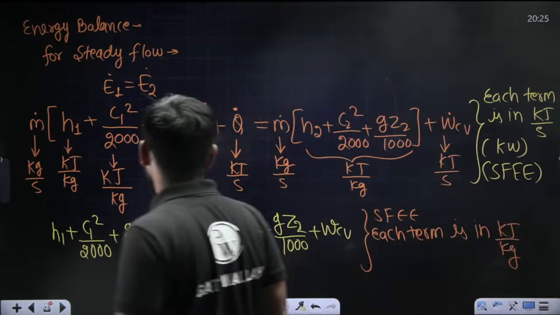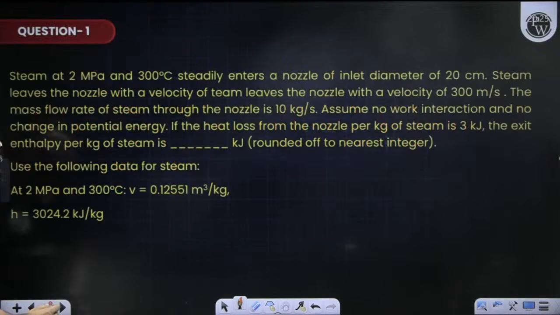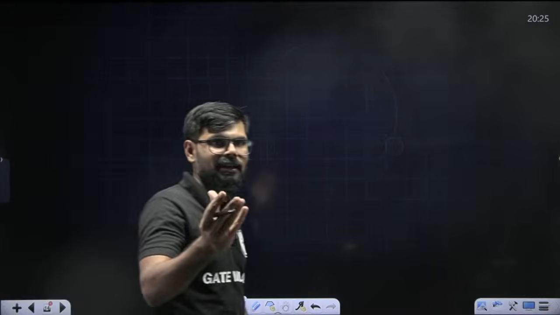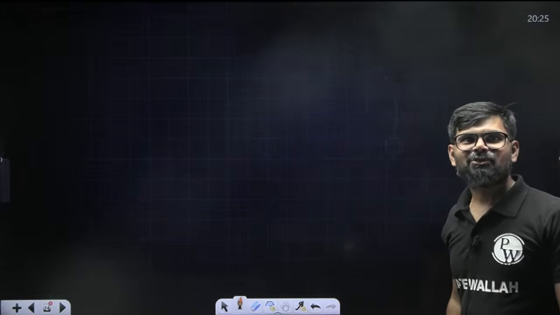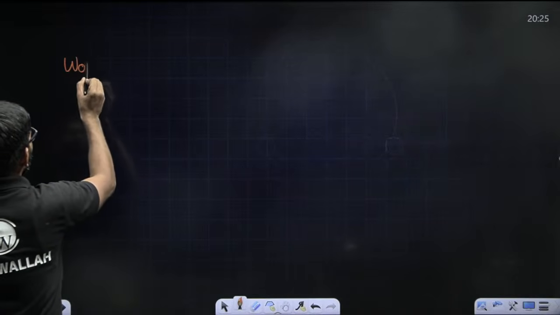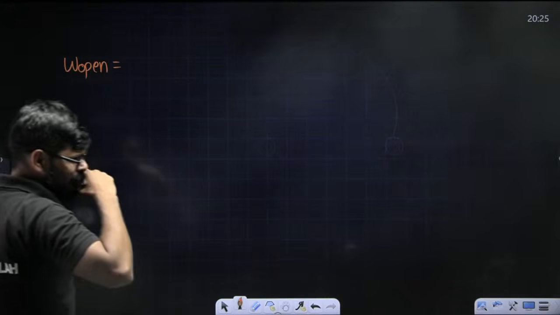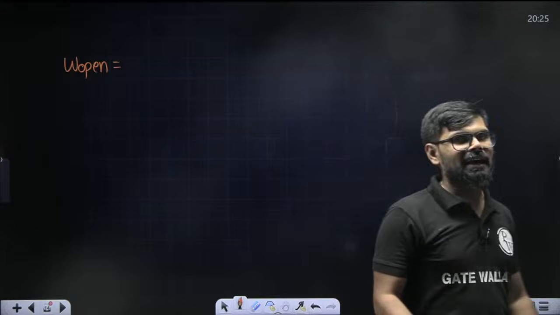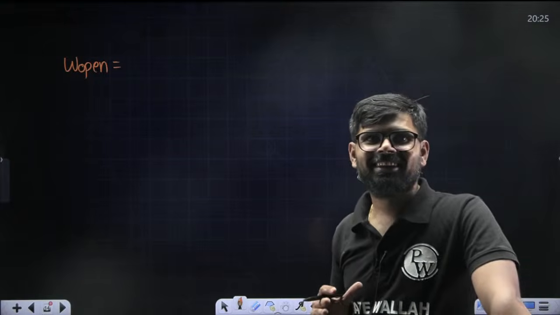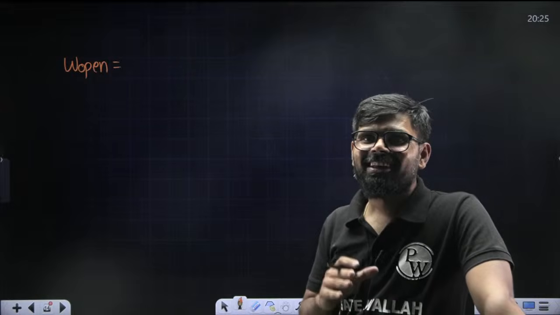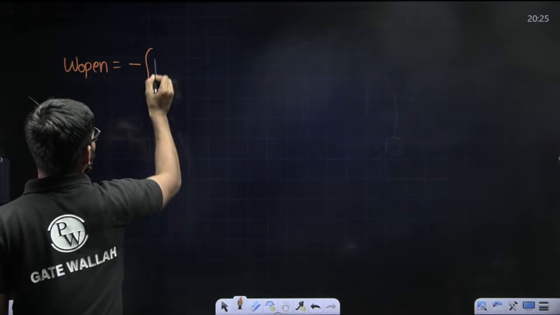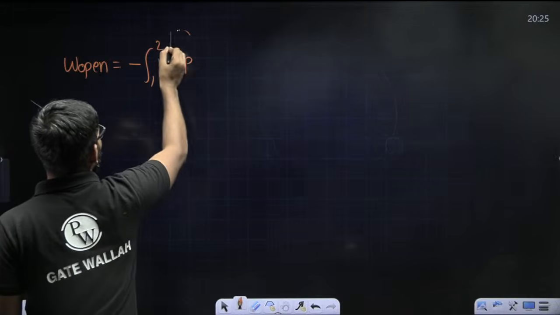Okay, let's talk about another perspective. This is the equation. One very small thing I would like to share here: open system reversible work, W open. In the last to last class, I told you that integration 1 to 2 PdV is closed system reversible work. Similarly, open system reversible work is minus integration 1 to 2 VdP. That was PdV, it is VdP.